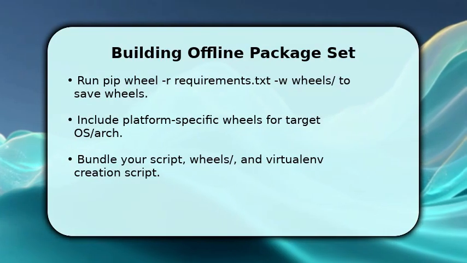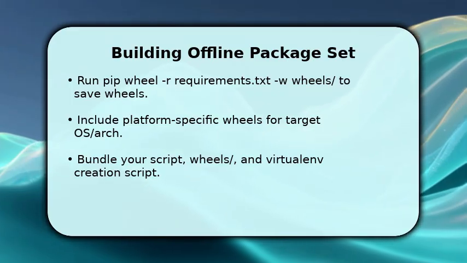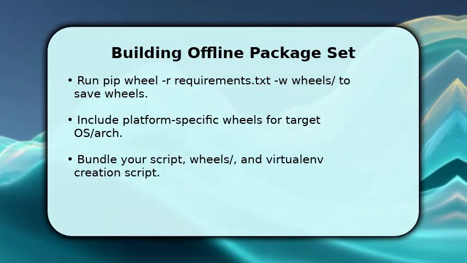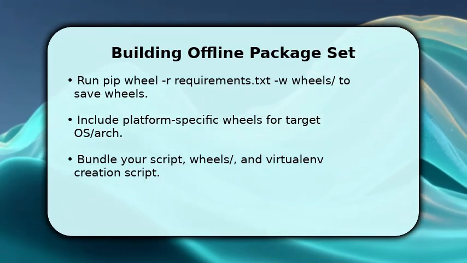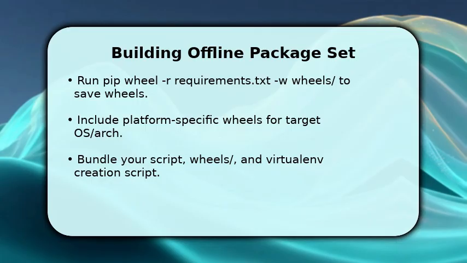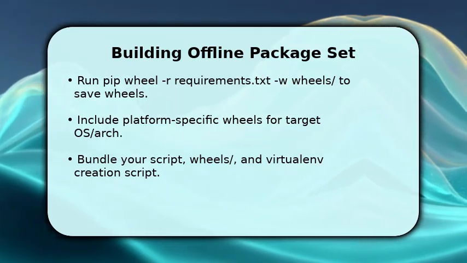Now you build a portable package bundle. Run pip wheel referencing requirements.txt and write output to a wheels directory. This collects all wheel files. Include platform-specific wheels for the target operating system and architecture, because compiled extensions won't build offline.